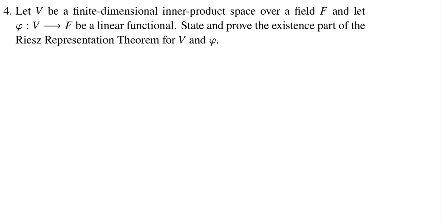We have a finite-dimensional inner product space V over a field F. Of course, F is going to be the reals or the complex numbers for us. And we have a linear functional phi from V to F. We want to state and prove the existence part of the Riesz representation theorem for V and phi.